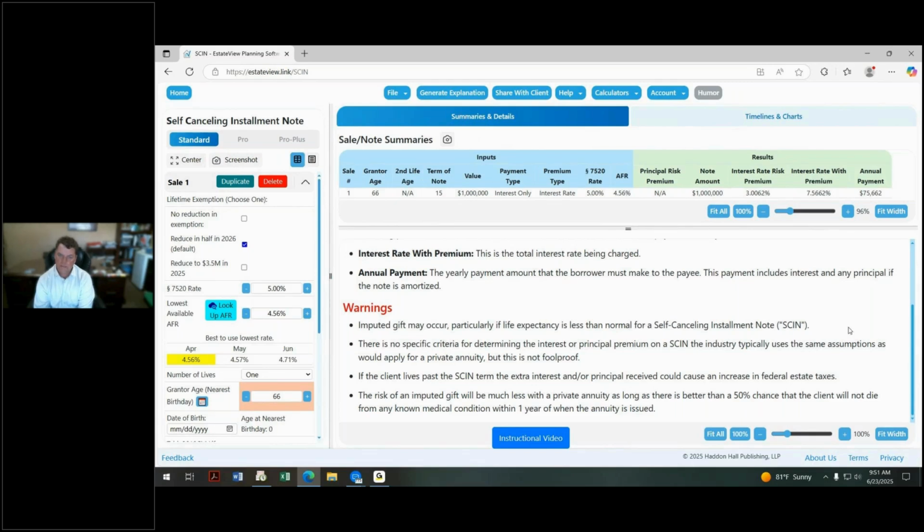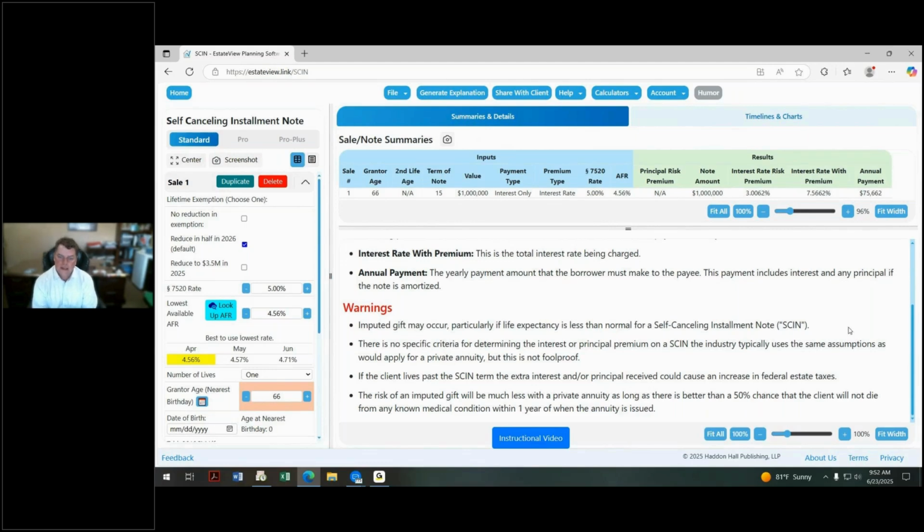All right. If the client lives past the term of the SCIN and the note is repaid, then you're going to be in a situation where you've actually caused more assets to be pulled back into the estate of the grantor, because again, you've had higher interest payments or you've had higher principal payment coming back. And either way, what you've ended up doing is probably increasing the gross estate of the grantor, or you certainly haven't decreased it the way that even a traditional promissory note would have.